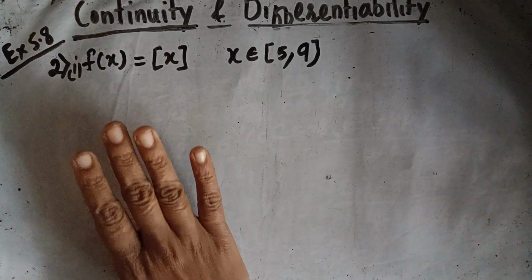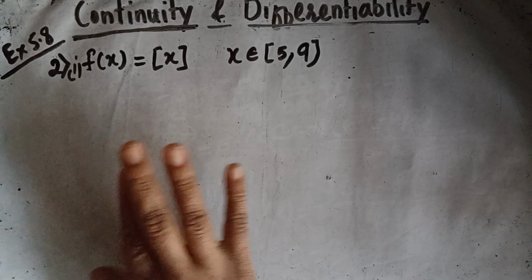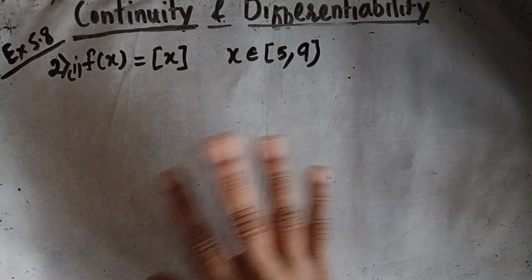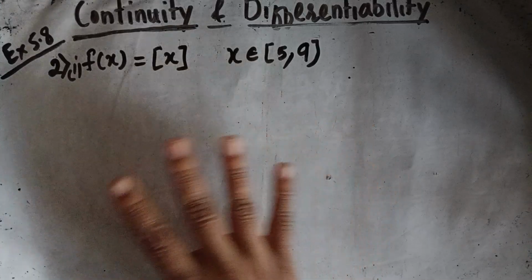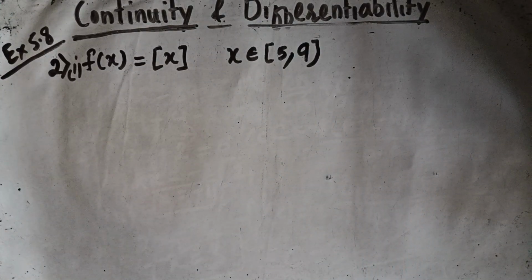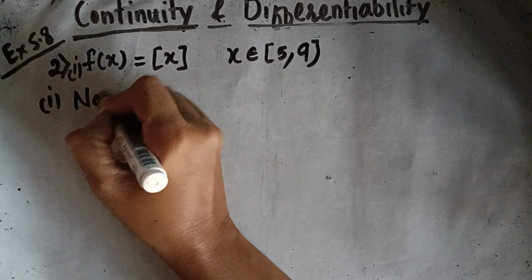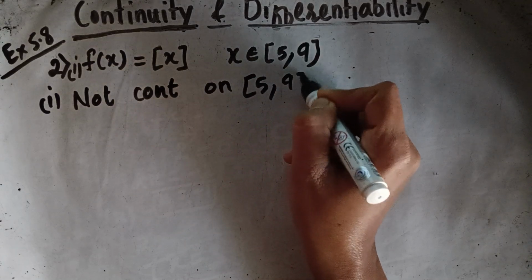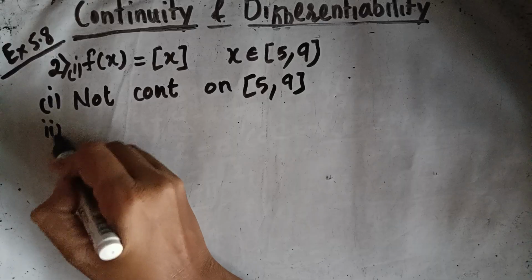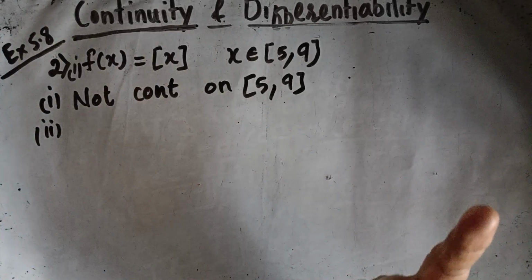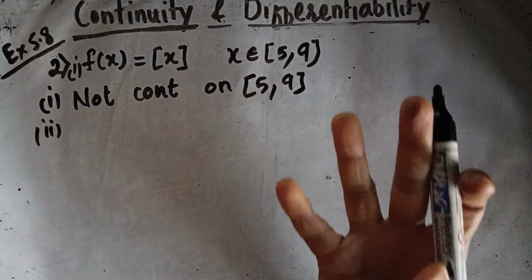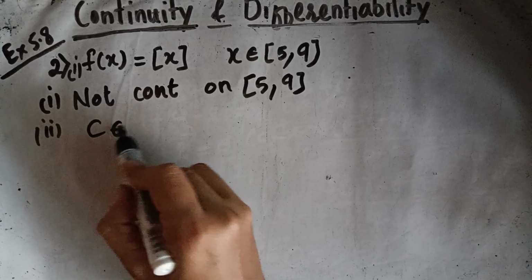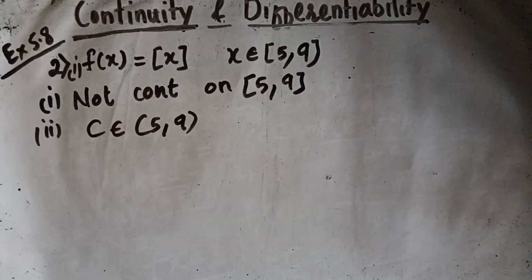Now we know that this function is not continuous at every integral point, that is at x equal to 5 and x equal to 9 the answers will be different, right? It is not continuous. So the first condition fails: not continuous on the closed interval 5 comma 9. Then we have to check for differentiability. That is, we have to go for left hand derivative and right hand derivative, on the interval, say some c belonging to the open interval 5 comma 9.